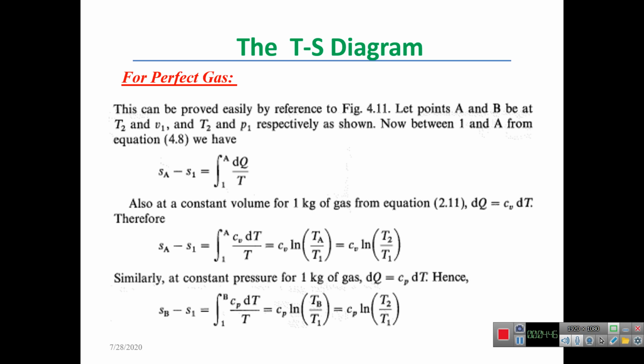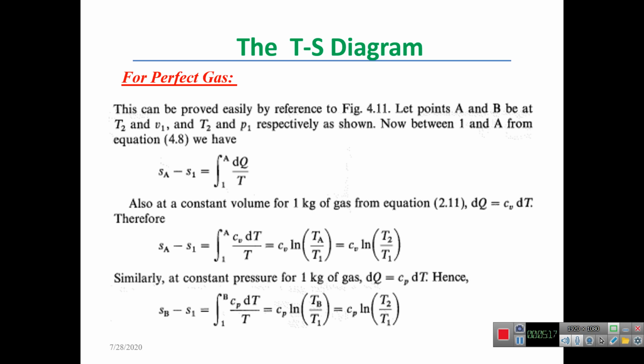We can then substitute in the above equation to obtain SA minus S1 is equal to the integral between 1 and A. Instead of dq, we substitute CV dT. Then the equation becomes the integral between 1 and A of CV dT divided by T, which is equal to CV ln TA divided by T1. As we have shown in the diagram above, TA equals T2, and therefore SA minus S1 is equal to CV ln T2 divided by T1.